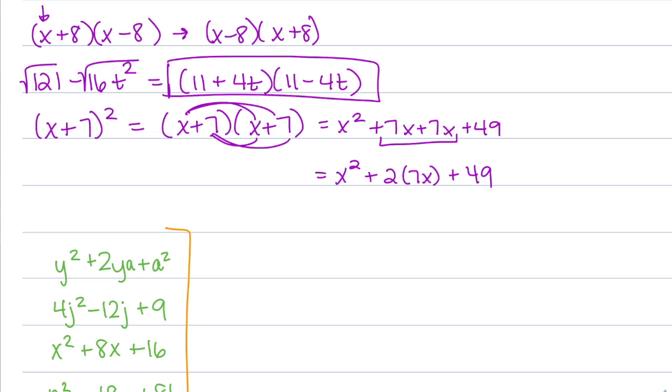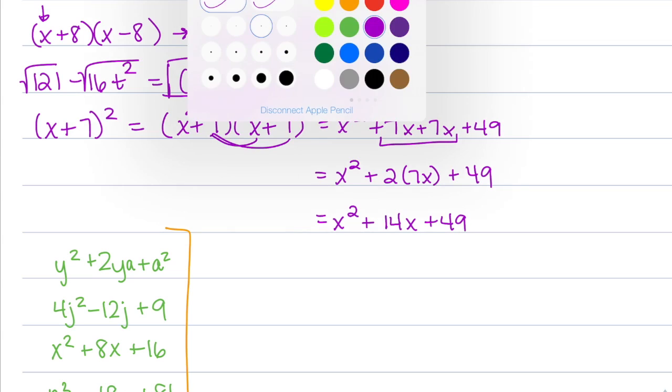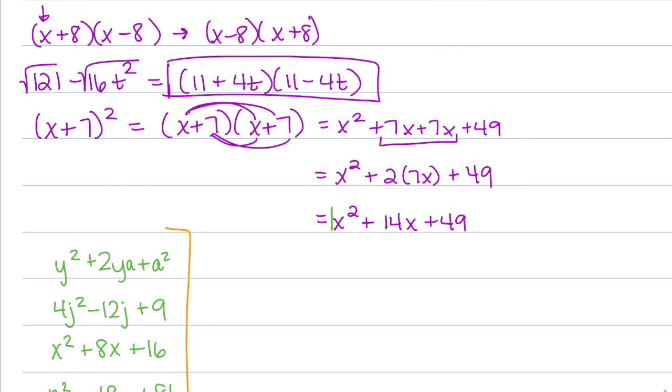And one thing that I want you to recognize is, well, x is the square root of that, and 7 is the square root of that, and we have 2 of them. So it's going to follow this form, and we get x squared plus 14x plus 49. Now it's easier to identify these because I have a leading coefficient of 1, okay? So if I square root this, then I get 7, and if I double it, then I get 14.